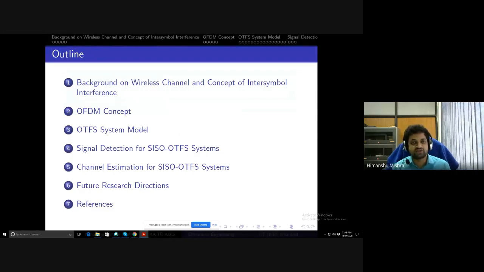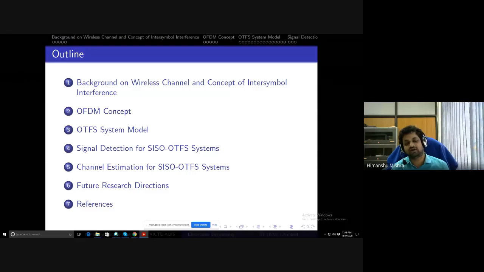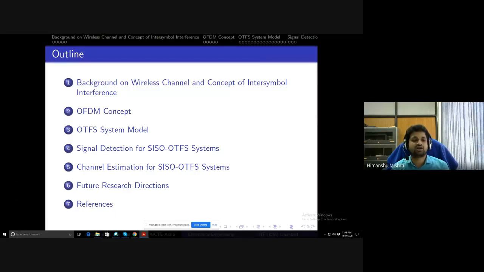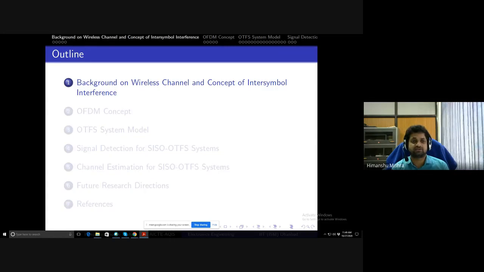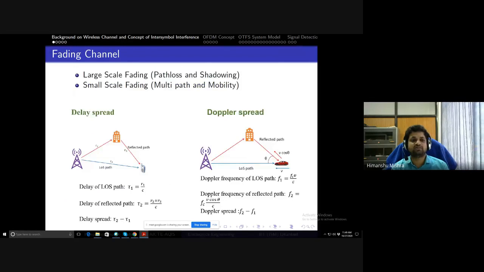So let me start first. Before going into that, I would like to give some background on wireless channel and the concept of inter-symbol interference. The background is needed for a lot of audiences, I think. After that, I will tell what the OFDM concept is. Then there are some negative points of the OFDM modulation scheme. Then we'll go towards the OTFS system model. After that, a little bit on OTFS, what this is, some challenges, and some future directions I will tell. I will also show one of my papers, so you can follow that to get a lot of insights into the OTFS scenario. So let us start first with the background.